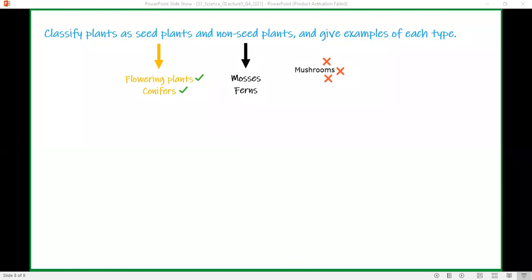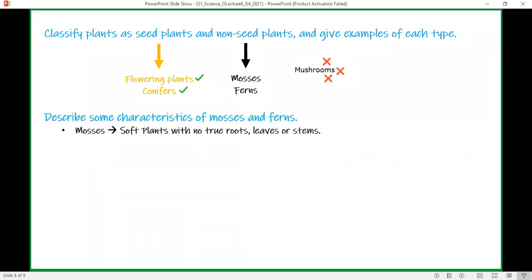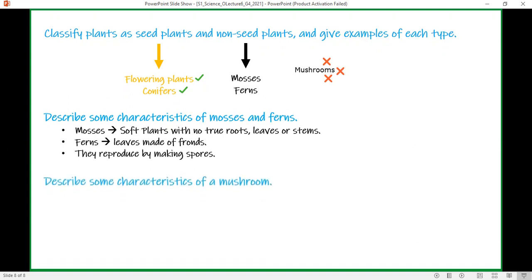Mosses and ferns are non-seed plants. Mosses, as I told you, are soft plants. They do not have true roots, leaves, or stems, and they reproduce by making spores. Ferns also reproduce by making spores. The spores can be seen on the underside of a frond, which is the leaf of a fern plant. Both mosses and ferns reproduce by making spores.